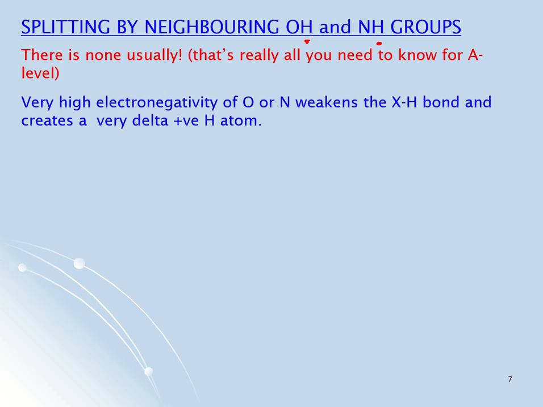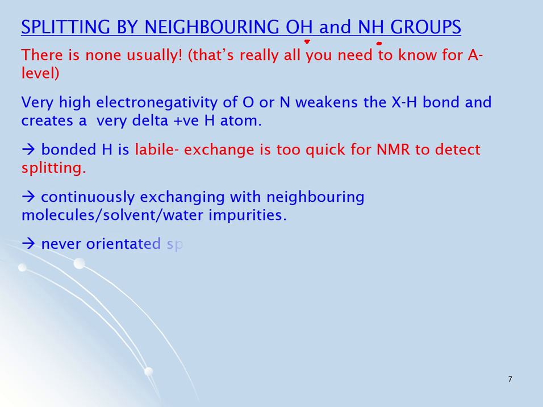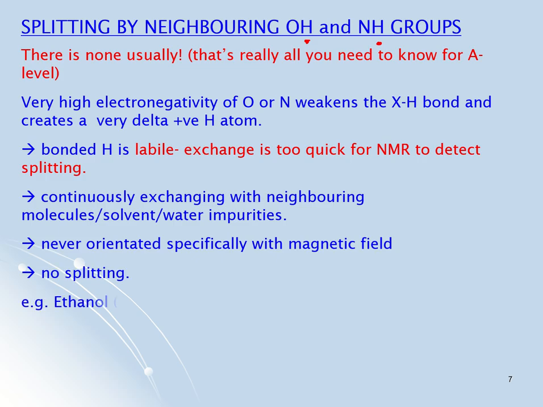The reason why they don't split is because these hydrogens are what we call labile hydrogens, and that means basically that they are coming and going, leaving and rejoining the oxygen or the nitrogen. That bond is constantly being made and broken, and it's made and broken so quickly that the NMR machine basically cannot pick up any coupling, any splitting pattern, if you like. Now, you just need to know that they only split to a singlet.